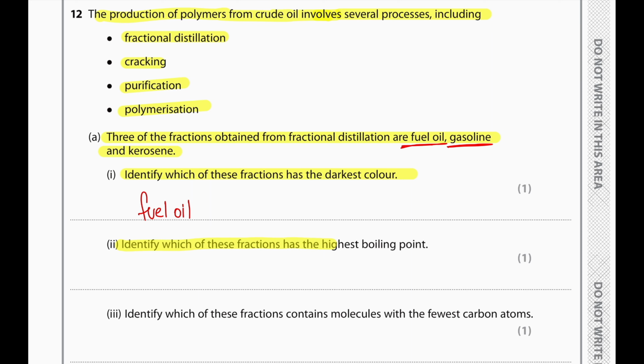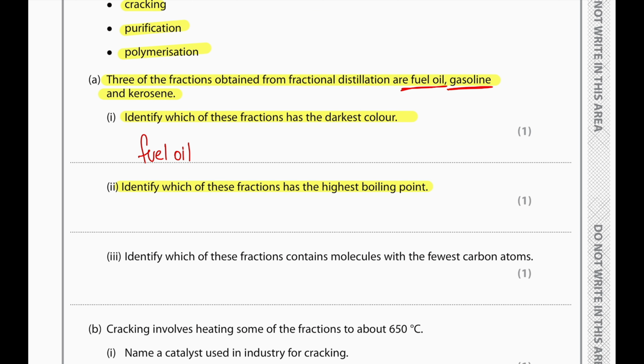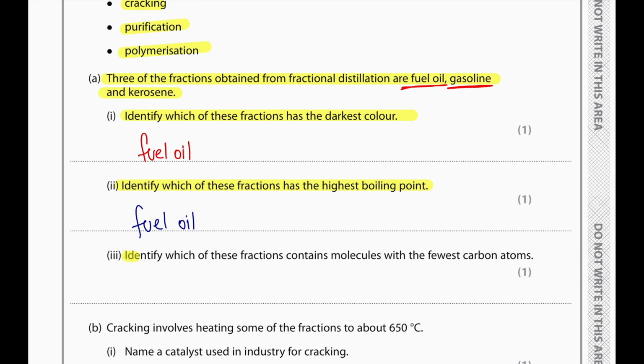Identify which of these fractions has the highest boiling point. So the longest carbon chain lengths are going to have the highest boiling point, and thereby fuel oil will be the answer. Identify which of these fractions contains molecules with the fewest carbon atoms. Gasoline has the shortest carbon chains.